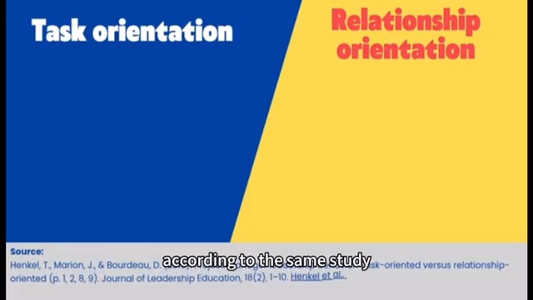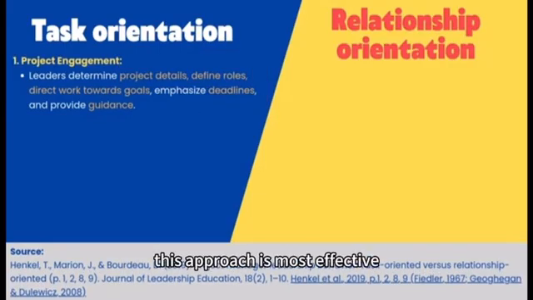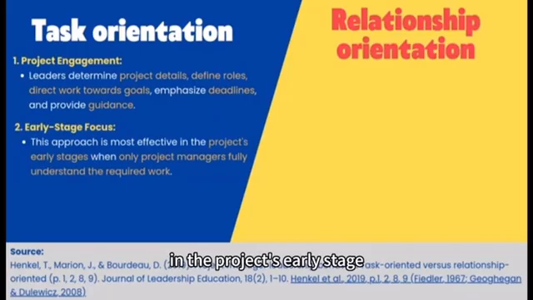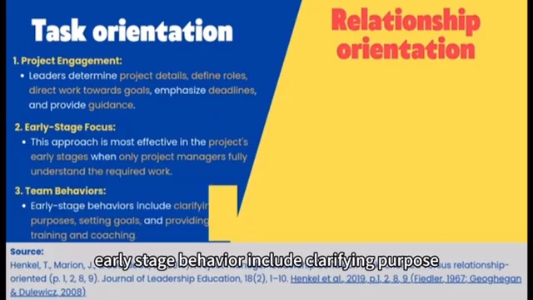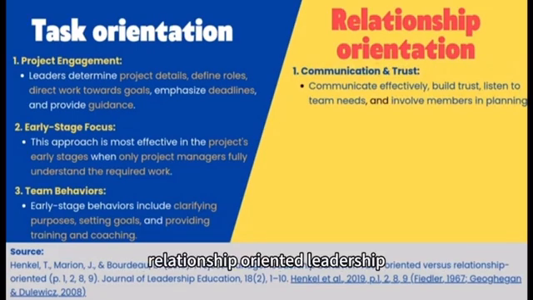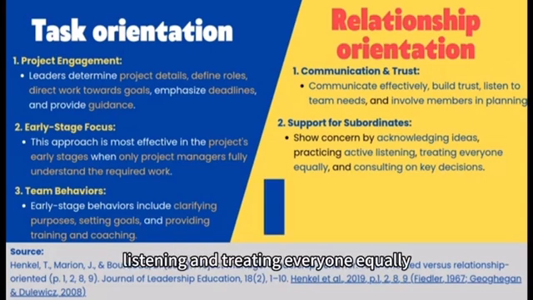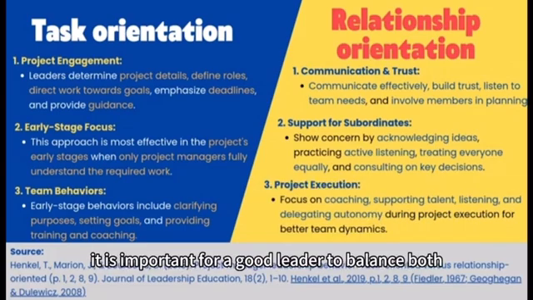According to the same study, task-oriented leadership focuses on goals, progress, and efficiency. This approach is most effective in the project's early stage, where only project managers fully understand the required work. Early stage behavior includes clarifying purpose, setting goals, and providing training and coaching. Relationship-oriented leadership emphasizes communication, trust, and support. They support teammates by listening and treating everyone equally. It is important for good leaders to balance both.